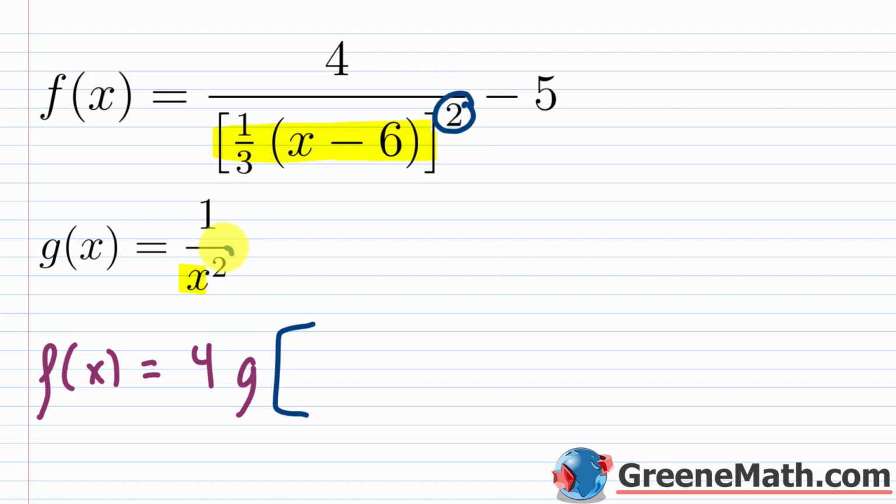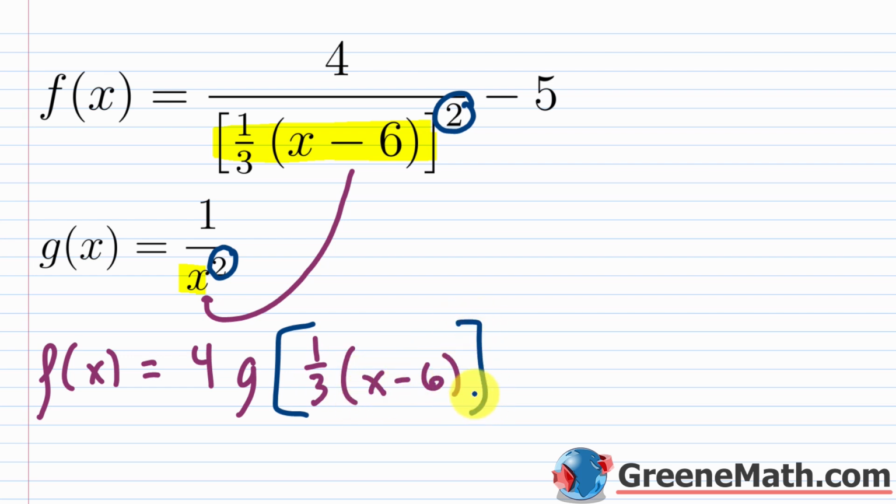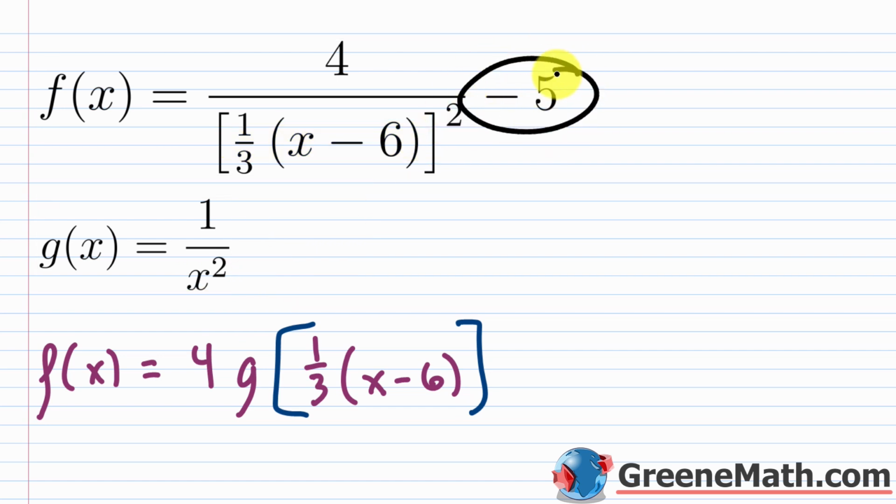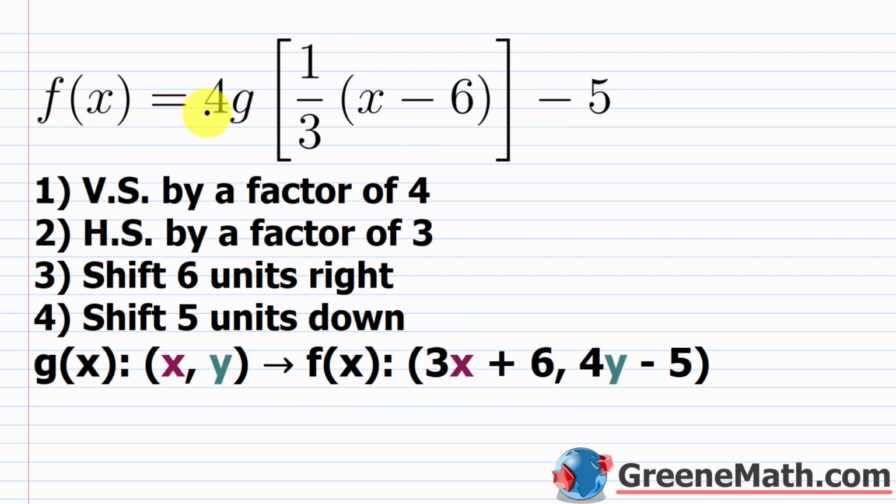So this right here and this right here, those are going to match. But I only want what's getting plugged in for x right there. So it's just going to be this right here inside of brackets. So 1/3 times the quantity, x minus 6. We'll close that down, and then we'll close this down, and then we're done with this. So now let's look at what we have out here, and this is a minus 5. So let's put minus 5 like that. So now we have f of x equals 4 times your g of 1/3 times the quantity x minus 6, and then we have this minus 5.